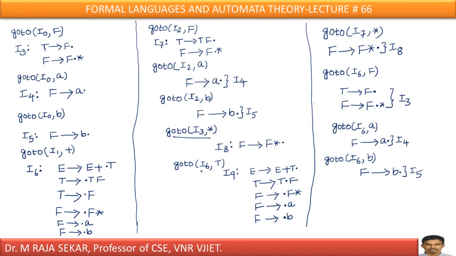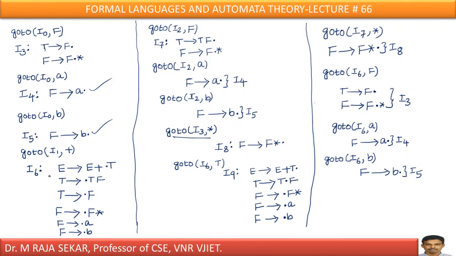Next, I3 we completed. What about after I3? I4, it has already reached the final state. I need not write anything. I cannot move this dot further as there is no symbol on the right-hand side of this dot. Even then I cannot move this dot. Why? Because it has already reached its final state.